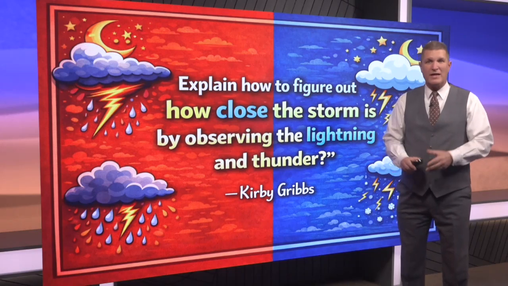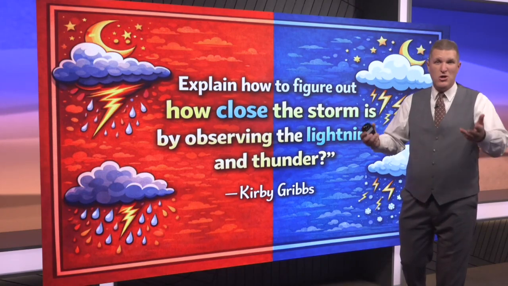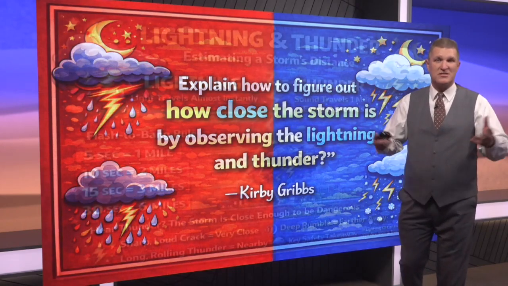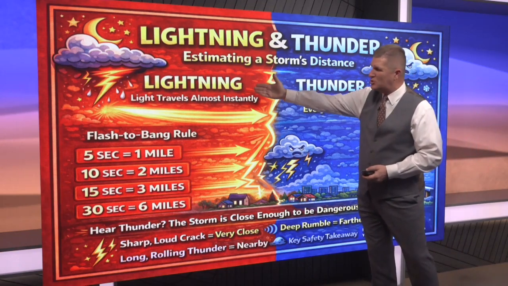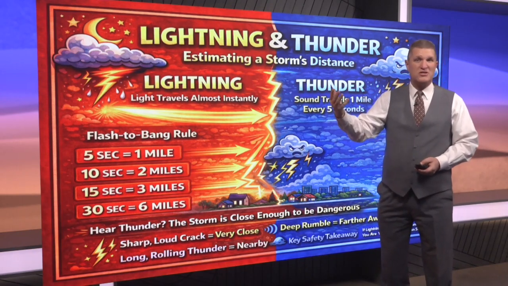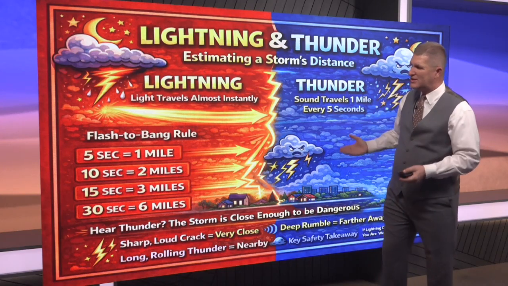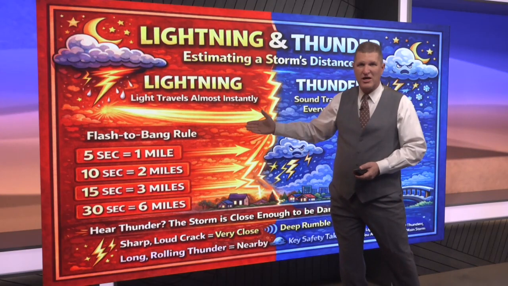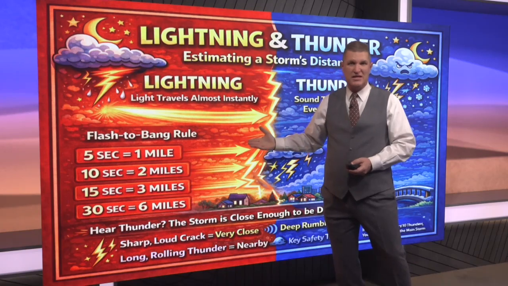Final question this morning, explain how to figure out how close the storm is by observing lightning and thunder. Kirby Gribbs gives us that question, and this is a matter of time and also distance. Lightning travels almost instantaneously, light travels very quickly, whereas thunder and sound travels about 1 mile every 5 seconds. So the rule is, from the lightning to the thunder, 5 seconds equals 1 mile, and every 5 seconds is an additional mile after that.